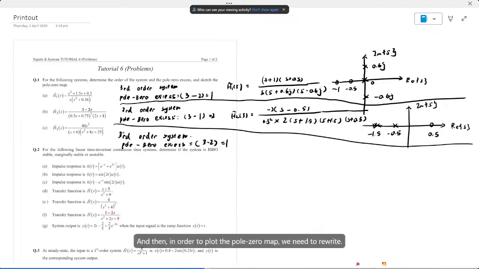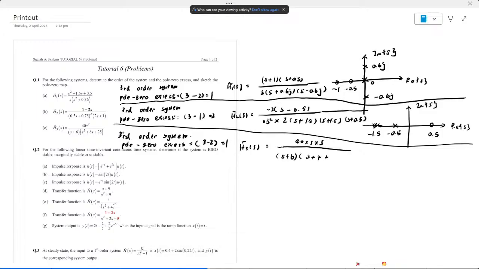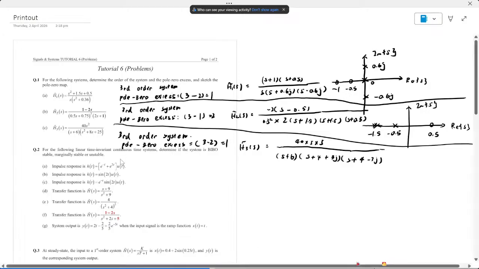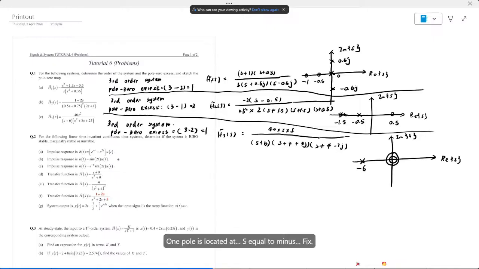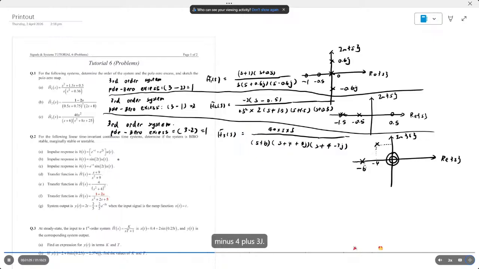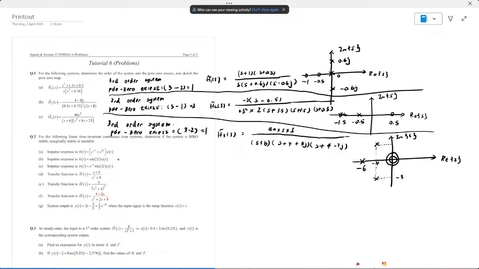And then in order to plot the pole zero map, we need to rewrite the transfer function. So here we have 40 multiplied by s multiplied by s. And then in the denominator, we have s plus 6 multiplied by s plus 4 plus 3j multiplied by s plus 4 minus 3j. Therefore, on the pole zero map, we will have 2 zeros here, and then we will have 3 poles. One pole is located at s equal to minus 6, and the others at minus 4 plus 3j and minus 4 minus 3j.